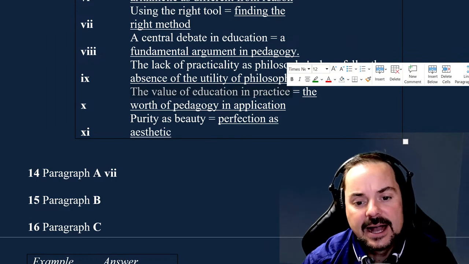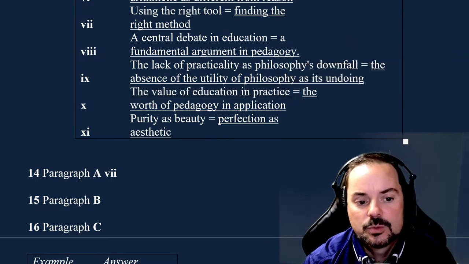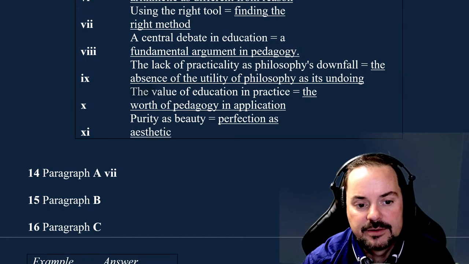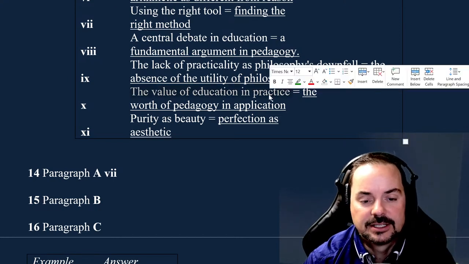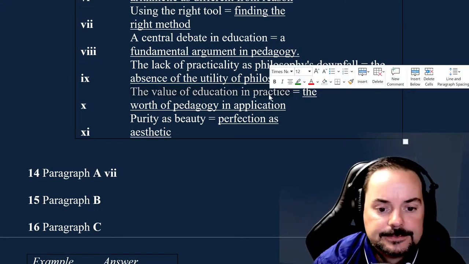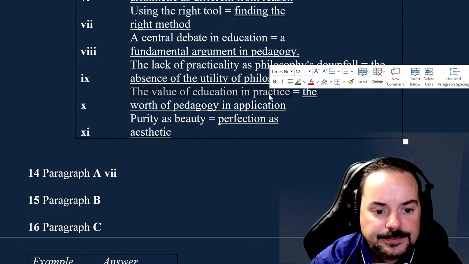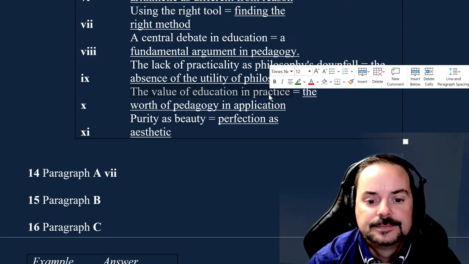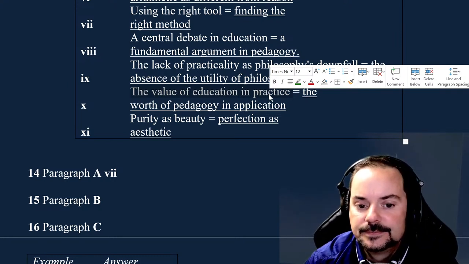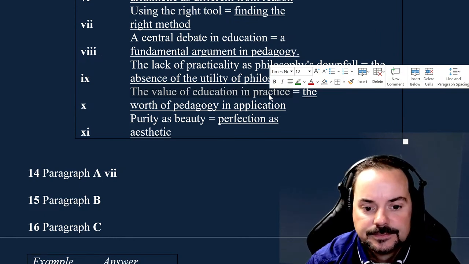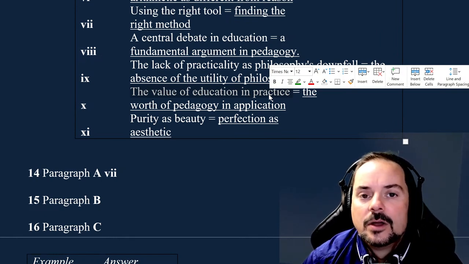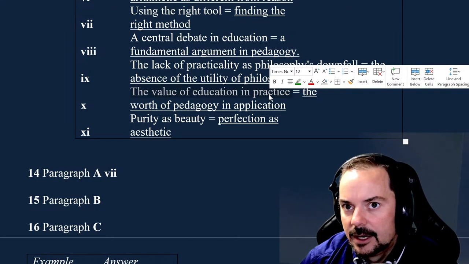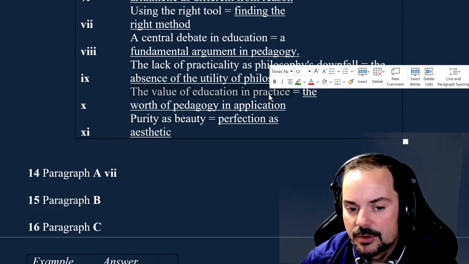Why is it not that one, Constellation? Why is it not this one, the value of education in practice? I didn't see any explanation about the utility of education in practice. They only introduced the concept of the debate. So yeah, I think it's not the answer. Right. In some sense, you're correct.